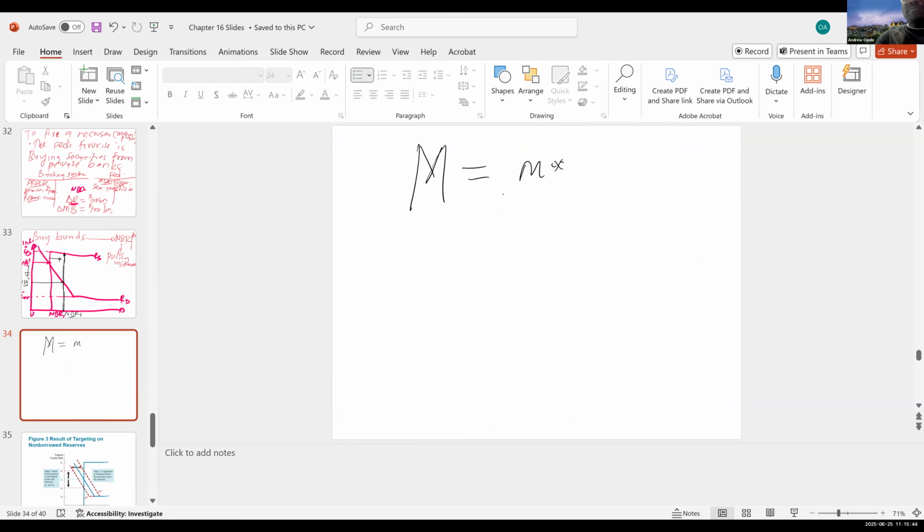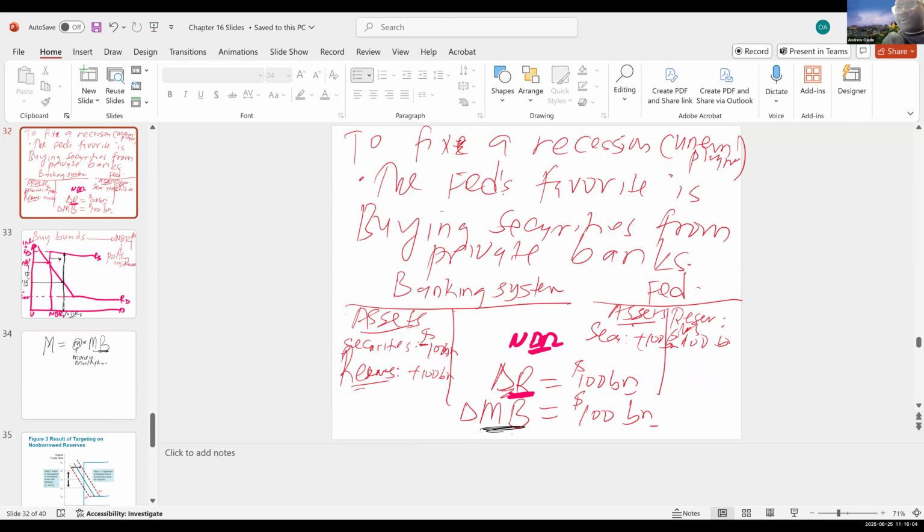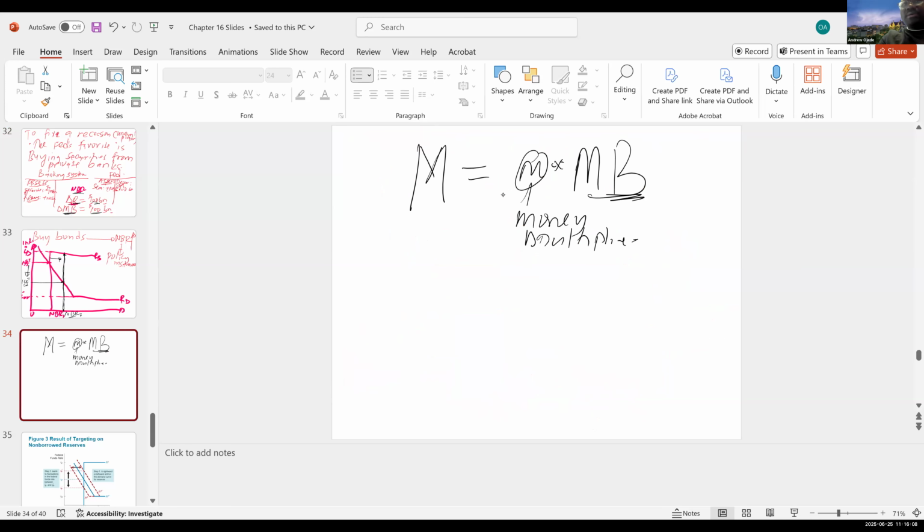So we know that there's a relationship between the money supply and the monetary base. You know this equation from chapter 14. The little m is what we call the money multiplier. This is your monetary base. So when the Fed bought bonds here, we say that the monetary base increased because non-borrowed reserves increased. So the monetary base has increased. That means the money supply, since the monetary base is part of the money supply, is going to go up.